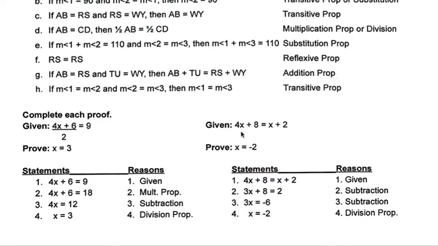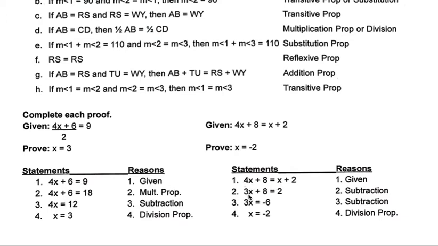Going to our second proof over here, we've got this given to us. We're going to prove this. So we write down our given, and number one reason is always given. Now I see, you know what, I've got to get my x's together. So I need to take this x over here. Well, I don't just take it over there. I've got to subtract x from both sides.